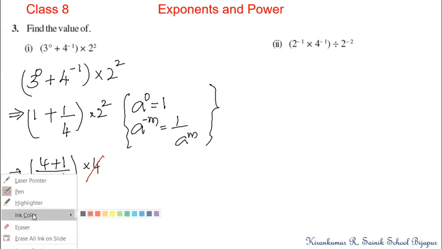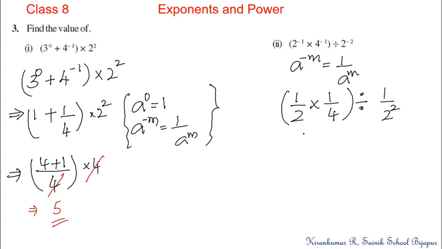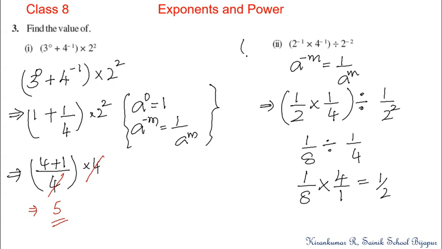Let's solve the second one. We know that a to the power of minus m is 1 upon a to the power of m. So 2 to the power of minus 1 is 1 by 2 into 1 by 4, divided by 1 by 2 square. We can further simplify this. This becomes 1 upon 8 divided by 1 upon 4. So 1 upon 8 is multiplied with the reciprocal. We get the result as 1 by 2. So it's pretty simple. We get it as 1 upon 2.